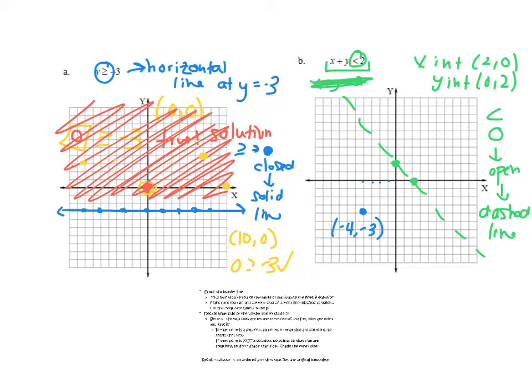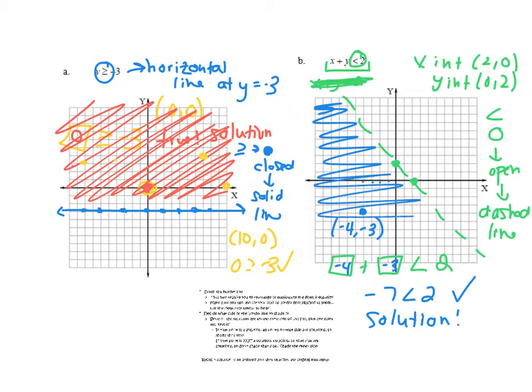If I plug that back into the original, so the x value plus the y value should be less than 2. So if I plug that in, negative 4 plus negative 3, that's negative 7, and that is less than 2. So I know that this point is a solution, so I have found the side that has all the solutions on it. If this is a solution, every point on this side is a solution.